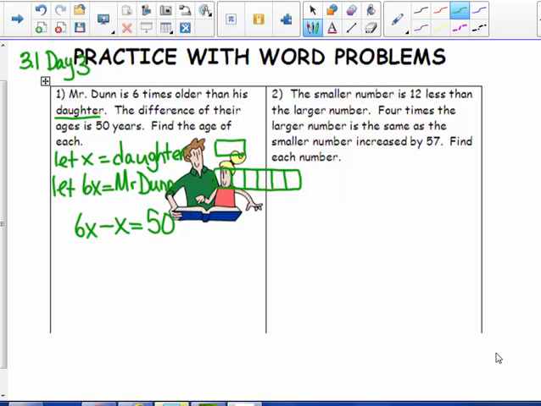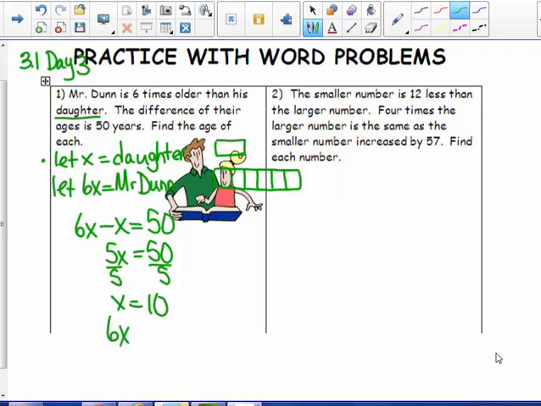So it's a like terms problem, 5x would be the subtraction. 5 boxes or 5 units would be the subtraction in the Singapore method if I wanted to draw it out. So 5x equals 50, dividing by 5, I get x equals 10. I am not done, not done, not done. I've only solved for the daughter, the x, one of the let statements. You need to make sure that you're solving both let statements.